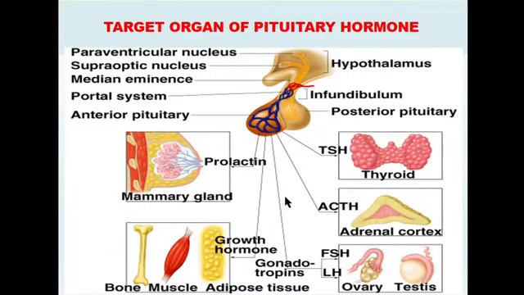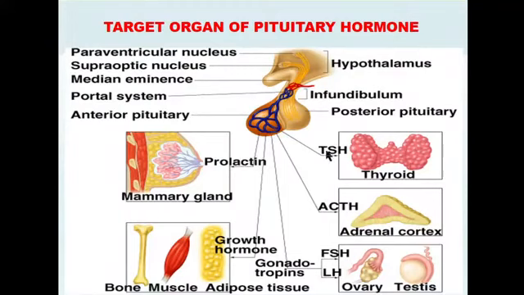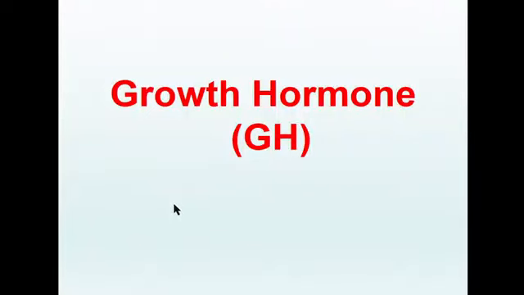I already told you that these hormones have different effects. Some of them take part in regulation of hormone production in peripheral endocrine glands. Others act directly on target organs and regulate physiological and metabolic processes in those target organs. Let's start to talk about each of these hormones, and we start from the famous growth hormone. Just now I will see how much time I have.